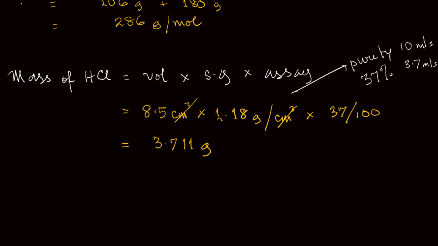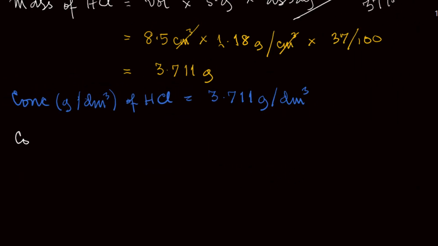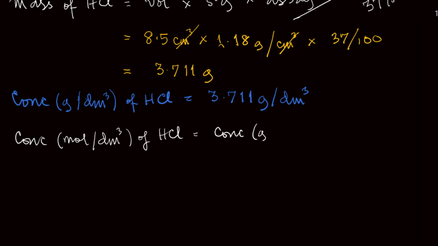That's the precaution you must take while preparing your acid solution for the examination. Since you are asked to add 8.5 cm3 of the stock acid solution to 1 dm3 of water, it means that 1 dm3 of solution will contain 3.711 grams of the acid. So this gives us the concentration in grams per dm3 of the HCl as 3.711 grams per dm3. The concentration in moles per dm3 of the acid is given as the concentration in grams per dm3 divided by the molar mass.